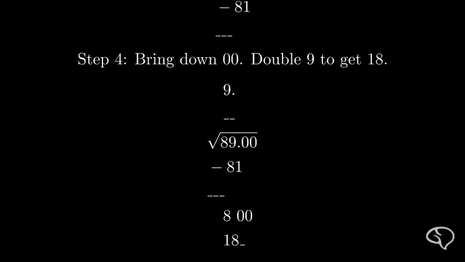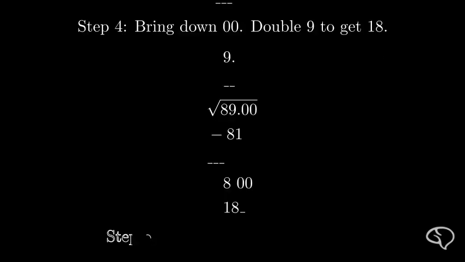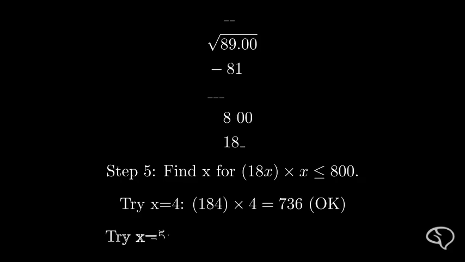Now, we bring down a pair of zeros. We double the number on top, 9, to get 18. We need to find a digit, x, such that 18x times x is less than or equal to 800. Let's try 4. 184 times 4 is 736.